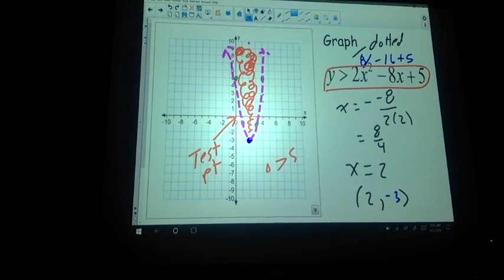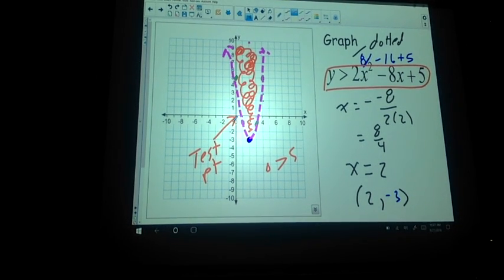Is 0 greater than 5? That's false, right? So that was outside. So everything outside is false. So that means everything inside the parabola is true. Cool? Everyone okay with that?